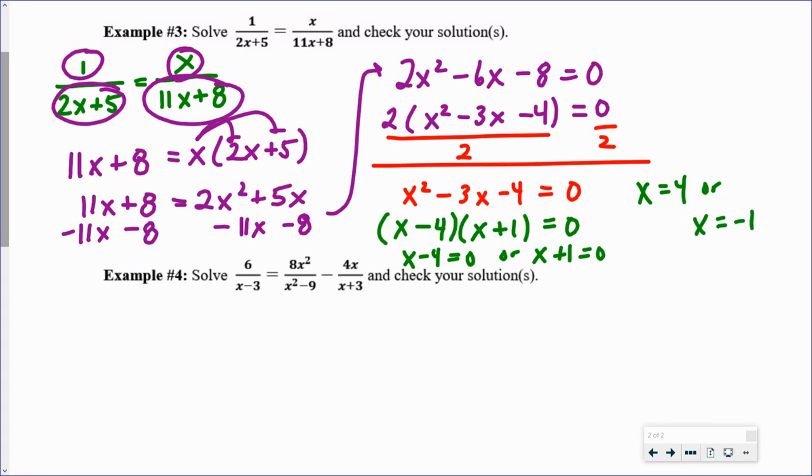Now, again, you really need to check your solutions, but just because of time constraints here, I don't want to make this video super long. What I did is I checked this solution out on my notes that I attached to Google Classroom. So if you're interested in seeing the check, both of these solutions do work. You're going to see in the next example why it's so important to check your answers. All right, so in this case, x equals 4 or x equals negative 1, both of those solutions are going to work out. The check can be found in the notes that I provided on Google Classroom.